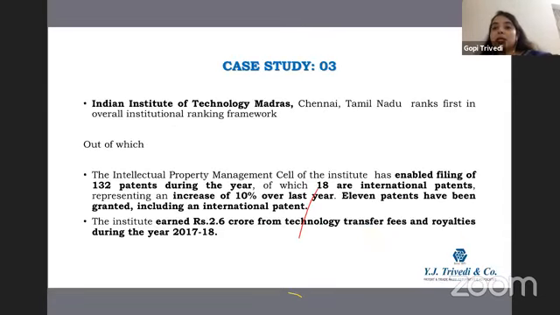Case study of IIT Madras. You can see the numbers. They are making technology patented, and then they are transferring it in the form of technology transfers and getting royalty. So an institute per se can also be enriched by having the patents and having good technology transfer possible.